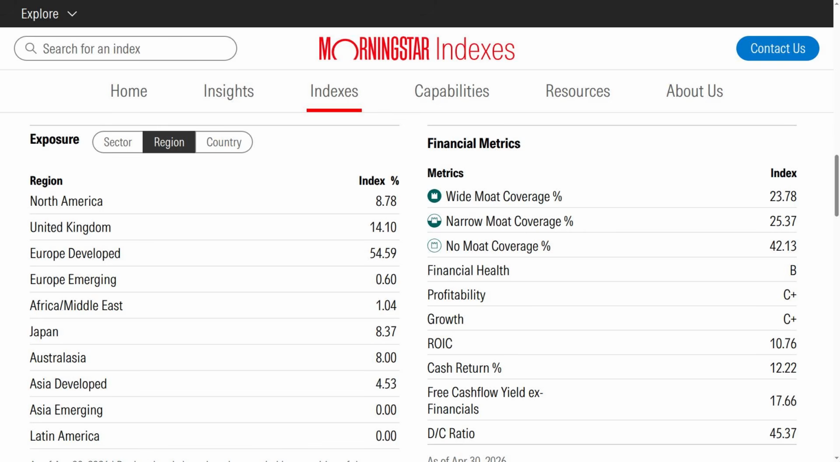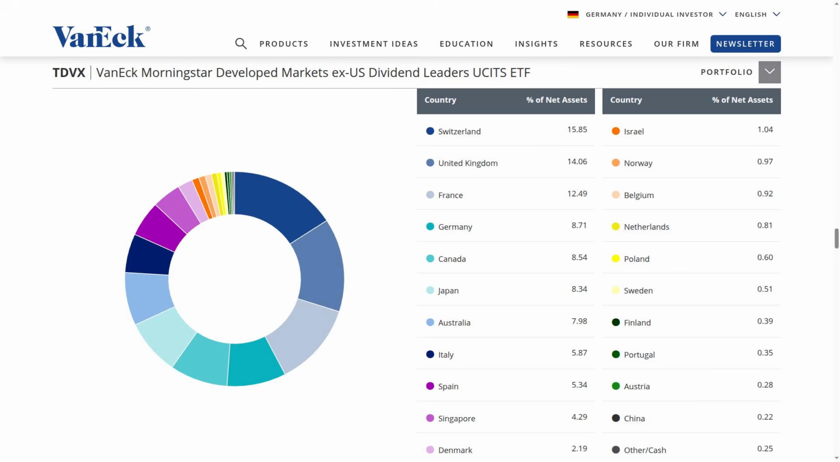To get the remaining details, let's jump back over to the official VanEck website. Here we can see the country breakdown. Interestingly, Switzerland and the UK combined make up a massive 30% of the entire fund.